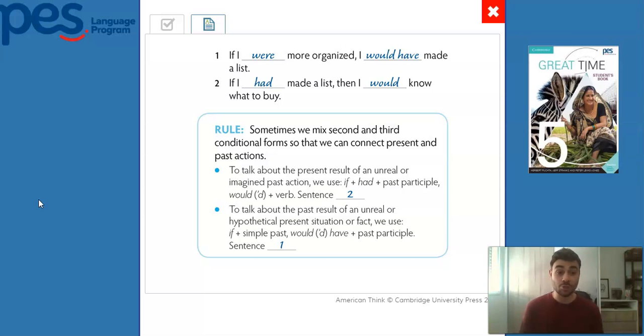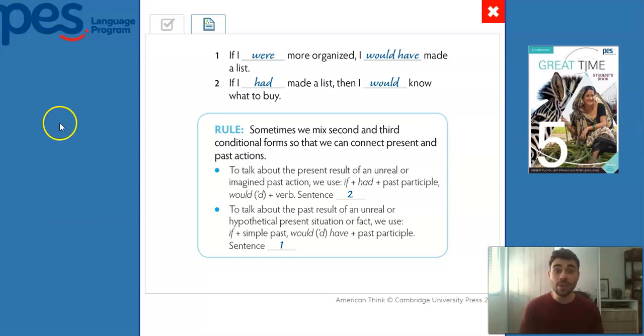Let's check them together. So remember, we have sentence number 1: If I were more organized, I would have made a list. And 2: If I had made a list, then I would know what to buy. And then we have the rule completed. To talk about the present result of an unreal or imagined past action, we use if plus had plus past participle and would plus the verb. Which sentence shows this structure?